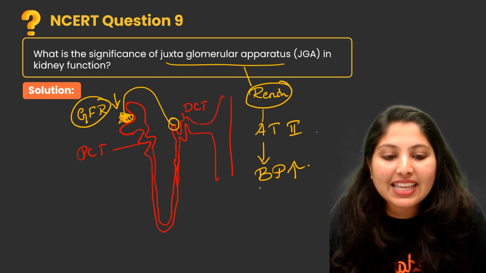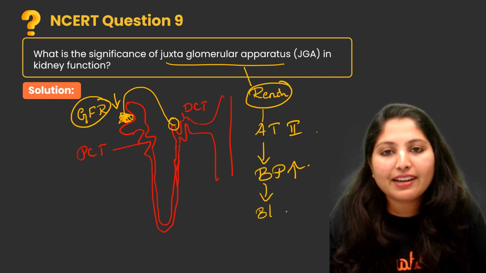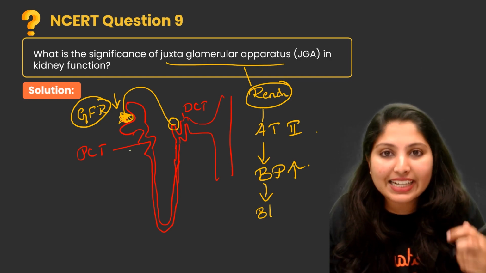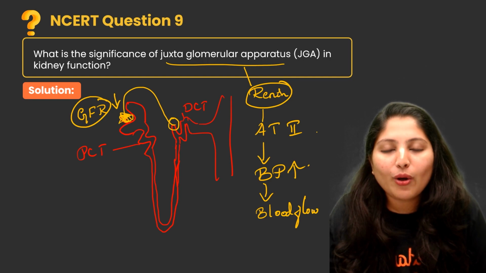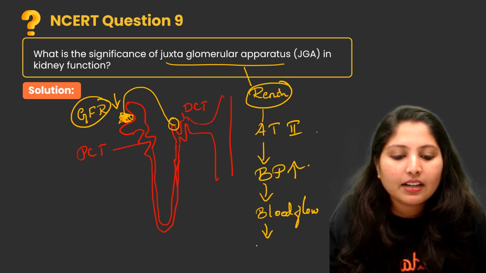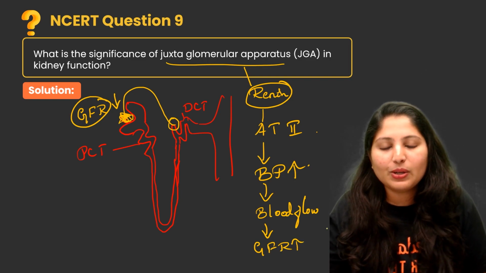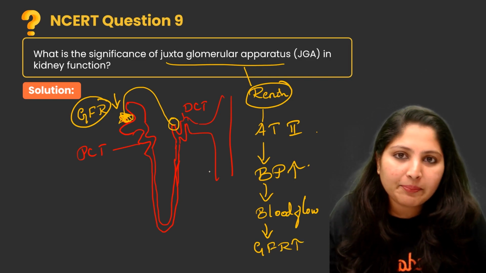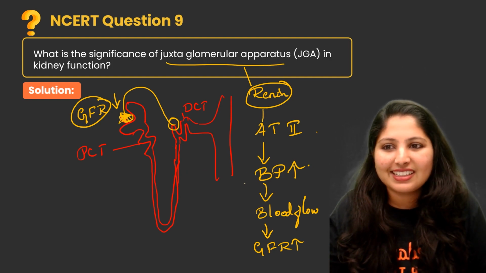When the BP is increased, what happens? Blood flow to the kidney, or to the nephron, increases. When blood flow increases, eventually the glomerular filtration rate increases. So that's how it regulates the glomerular filtration rate. Clear, right?